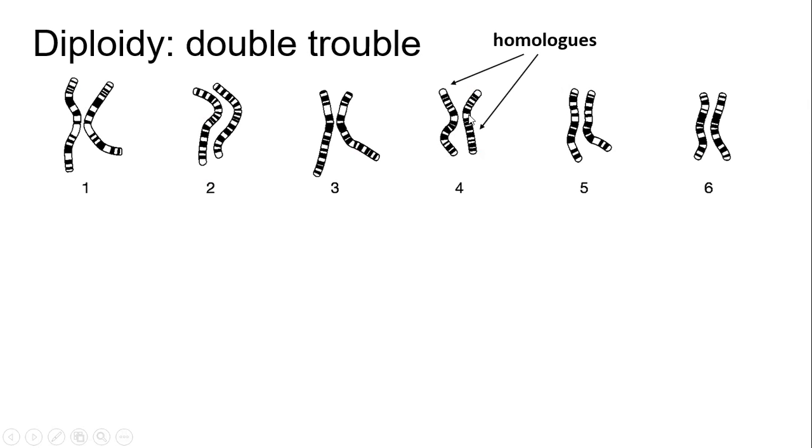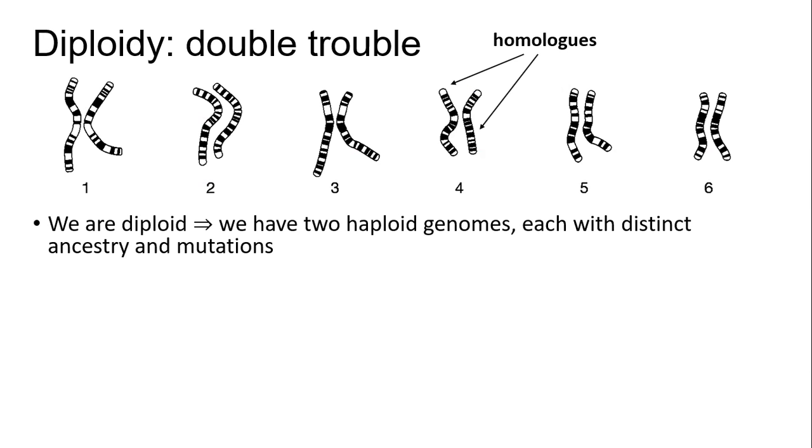Each of which we inherited from one of our parents. So we inherit an entire genome from our mother and an entire genome from our father. And those genomes are, in terms of population genetics, in terms of their ancestry, completely separate entities. And that causes a lot of problems for us.